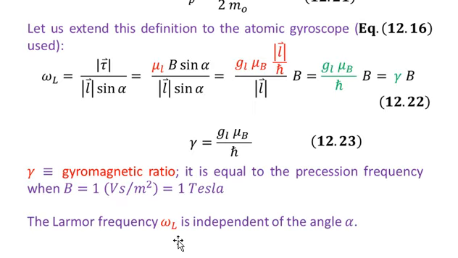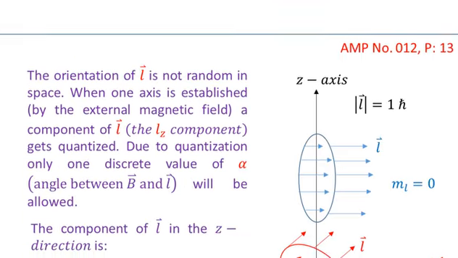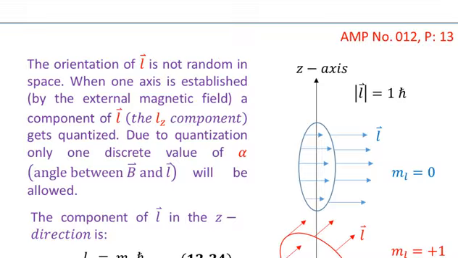So the Larmor frequency omega L is independent of the angle alpha. You see that the expression of omega L given by equation number 22 is independent of the angle alpha, so it does not depend upon the angle alpha. So we can say that the Larmor frequency omega L is independent of the angle alpha. Now I am carrying out this discussion further.